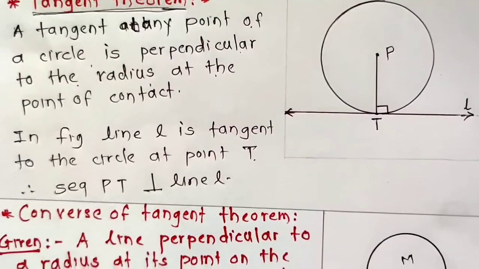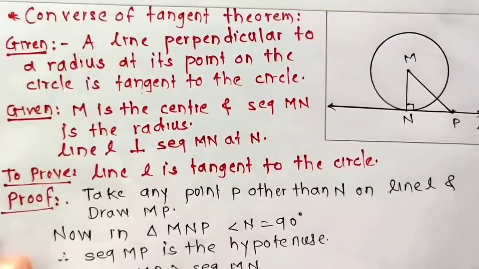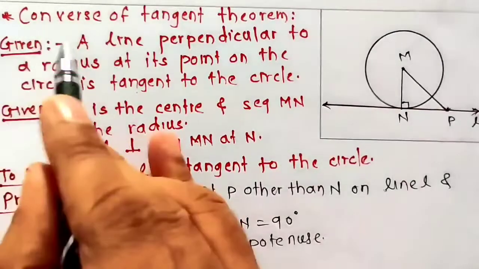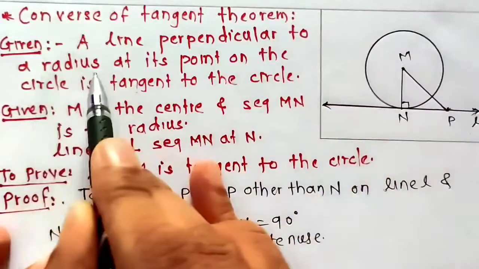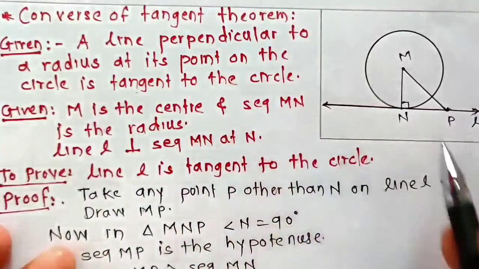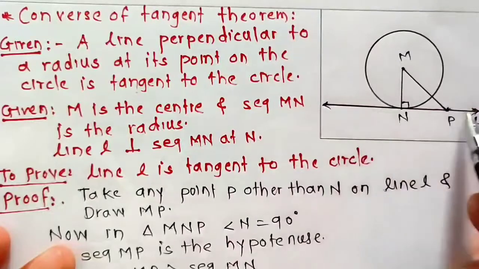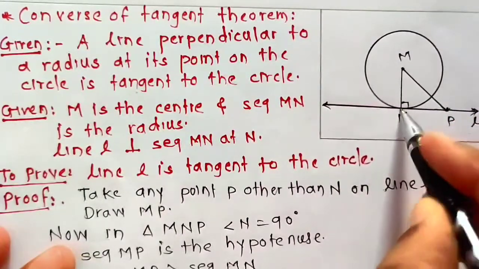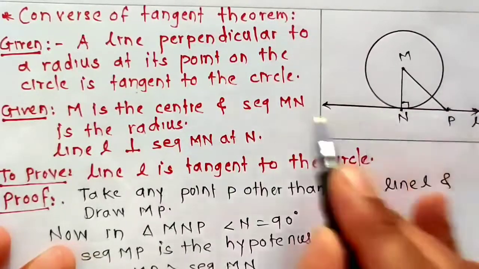Now what is the converse of that theorem? Let us see the converse. The proof of the converse is already given in the book. So, the converse of the tangent theorem: a line perpendicular to a radius at its point on the circle is tangent to the circle. Here a line L is given, and this line L is perpendicular to the radius at point N, that is, at a point on the circle. Then what do we have to prove? That line L is a tangent.